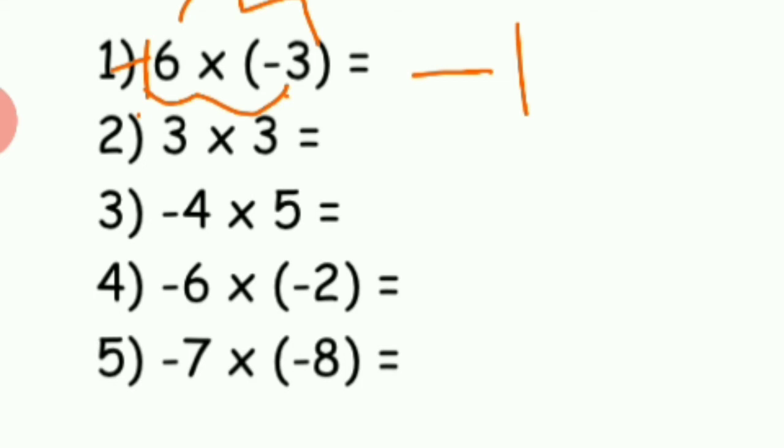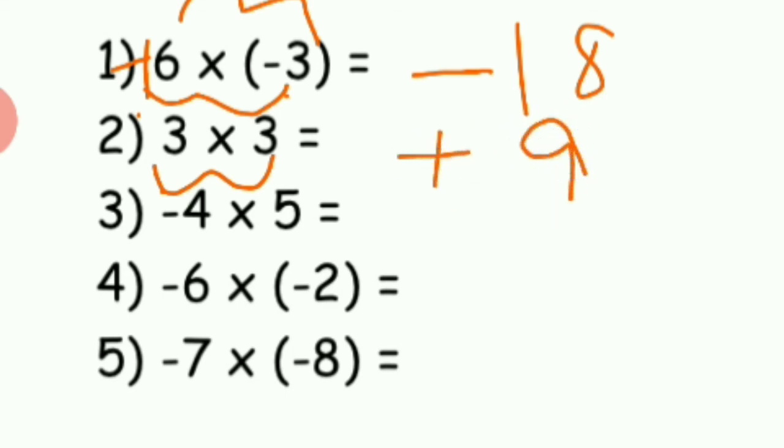6 threes are 18. Next, here both the symbols are positive, so positive into positive is positive. 3 threes are 9. Here one is negative, one is positive, so the answer is negative. 4 fives are 20.